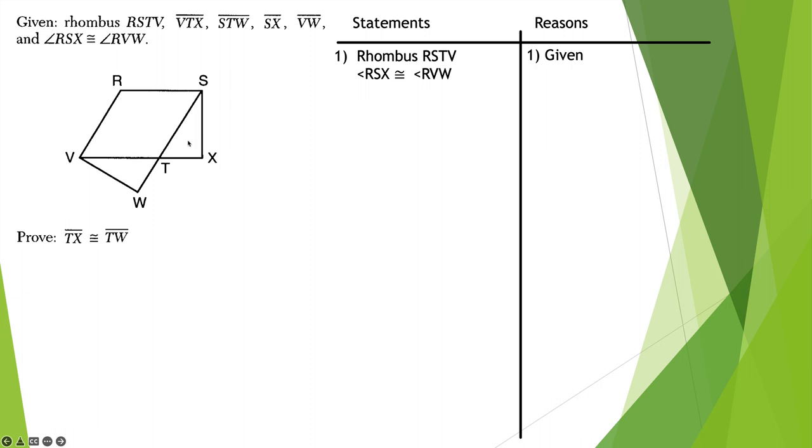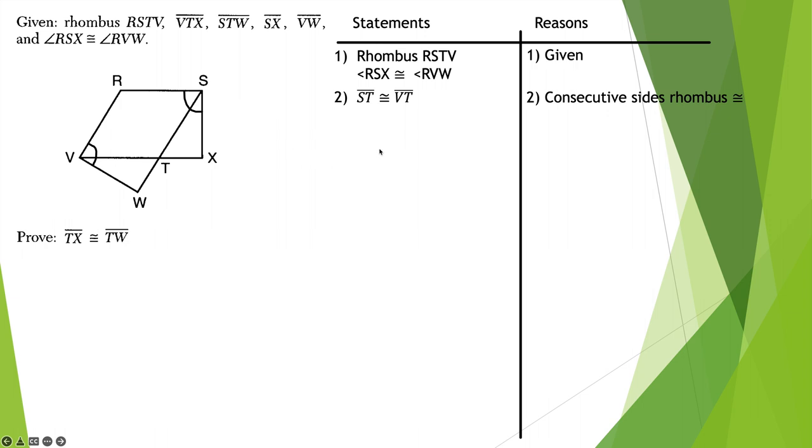But listen, consecutive sides of a rhombus are congruent. So I'm going to go right away and say that ST is congruent to VT by consecutive sides of a rhombus are congruent. You say bisect, I say bisect. You say midpoint, I say midpoint. That's all we got to do.